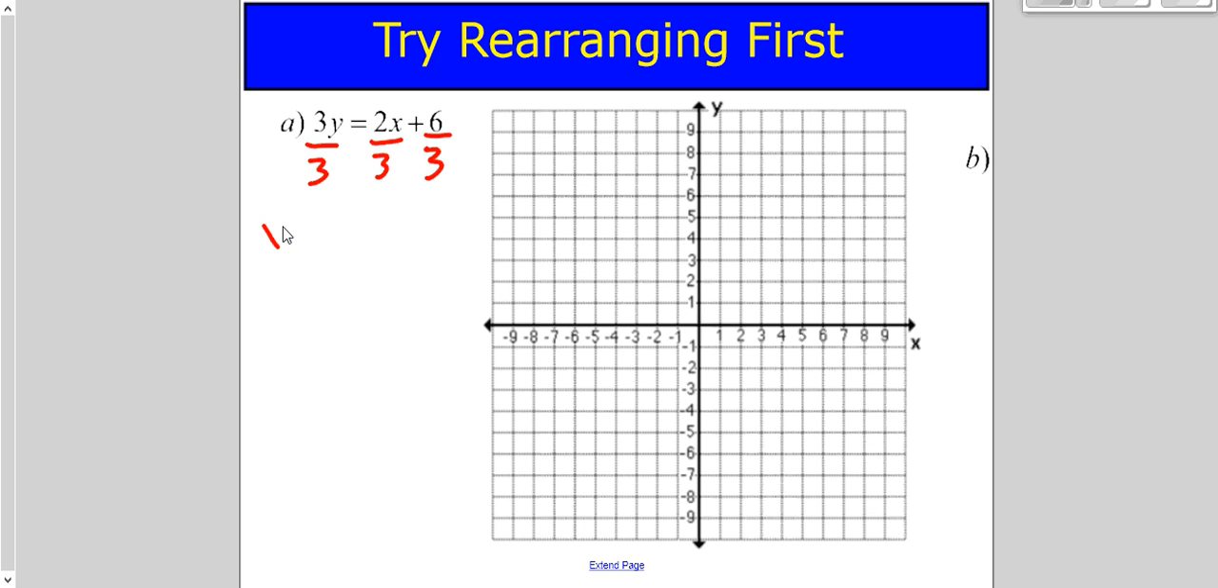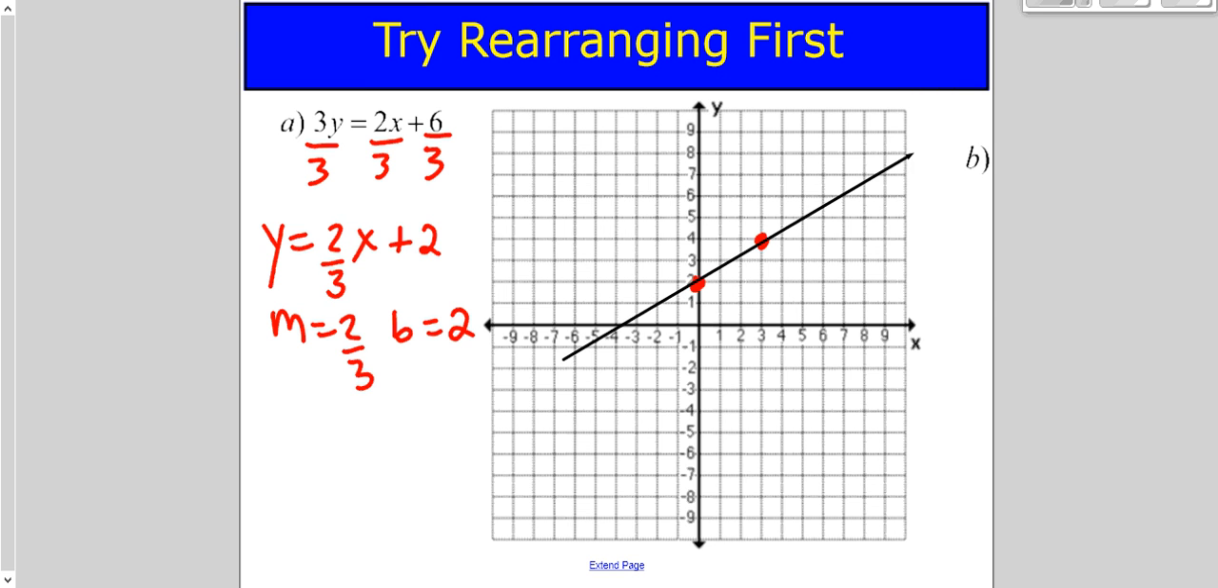3 divided by 3 is just y. 2 divided by 3, well, let's leave that as 2 divided by 3. We have an x plus 6 divided by 3, which is 2. And now look, this gives me my slope at 2/3 and my y-intercept at 2. So 2 is here, and then up 2/3 would be right there. And then I can draw a line that goes through that.